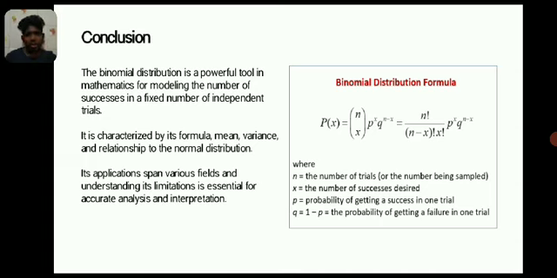Now, conclusion. Binomial distribution is a powerful tool in mathematics for modeling the number of successes in a fixed number of independent trials. It is characterized by its formula, mean, variance, and relationship to the normal distribution. Its applications span various fields, and understanding its limitations is essential for accurate analysis and interpretation.